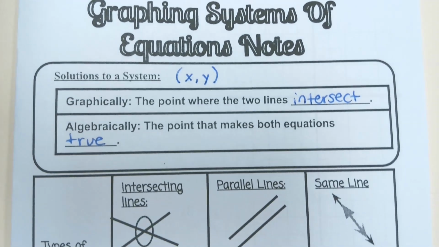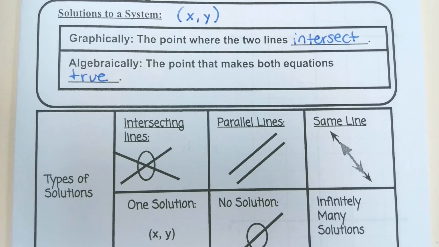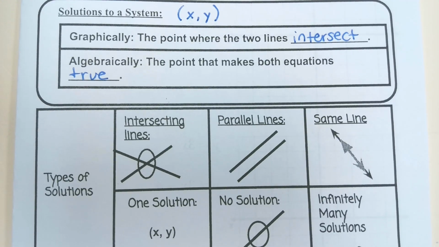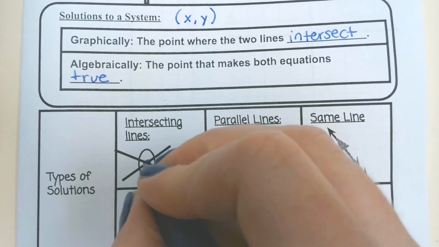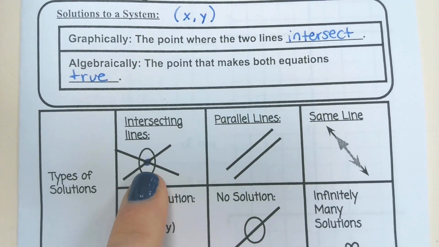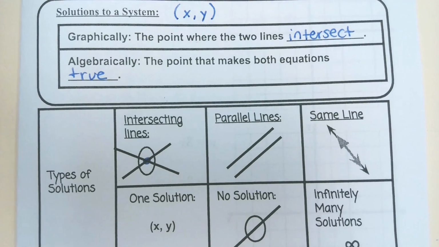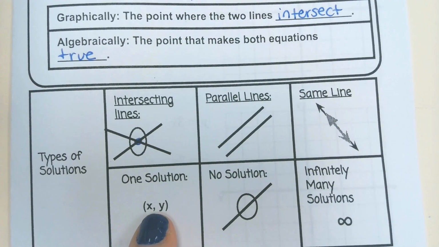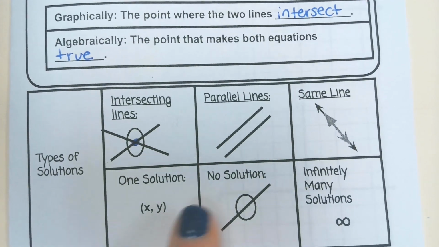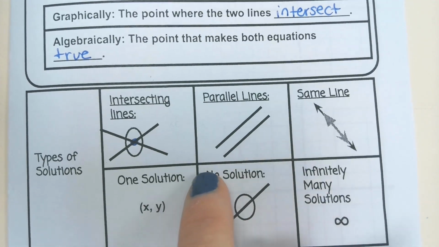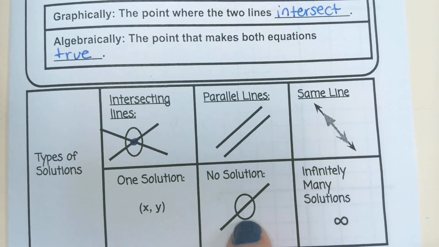We have different types of solutions. When the lines intersect, we would have one solution. It's that one point, so it's an x comma y, your coordinate pair. Parallel lines never intersect, so there is no solution.